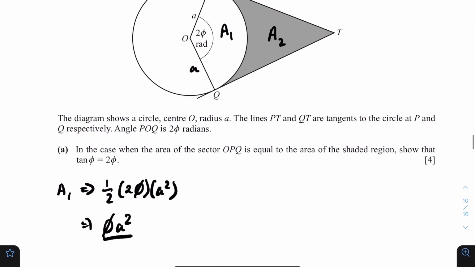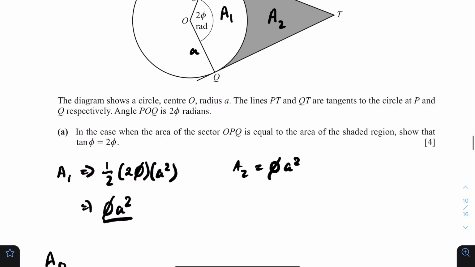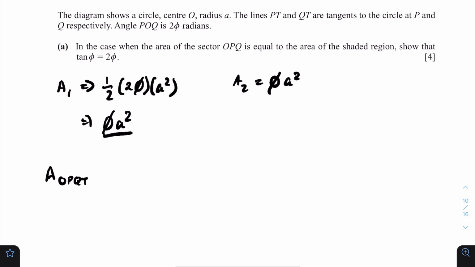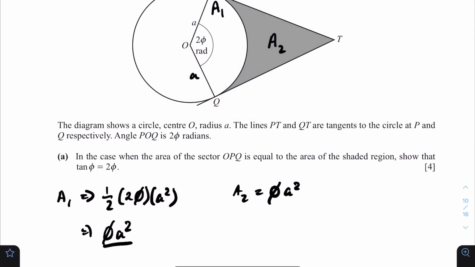But since A2 is the same, we can also say that A2 is equal to phi a squared. We know now that the entire area of OPQT, because it's equal to A1 plus A2, is equal to 2 phi a squared. Now what I'm going to do, since we can't calculate the area, I'm just going to actually minimize this first. I'm going to divide this in two to make right angle triangles, because we know the angle of the tangent of the circle is 90 degrees, and therefore it's just much easier to work with 90-degree angles.